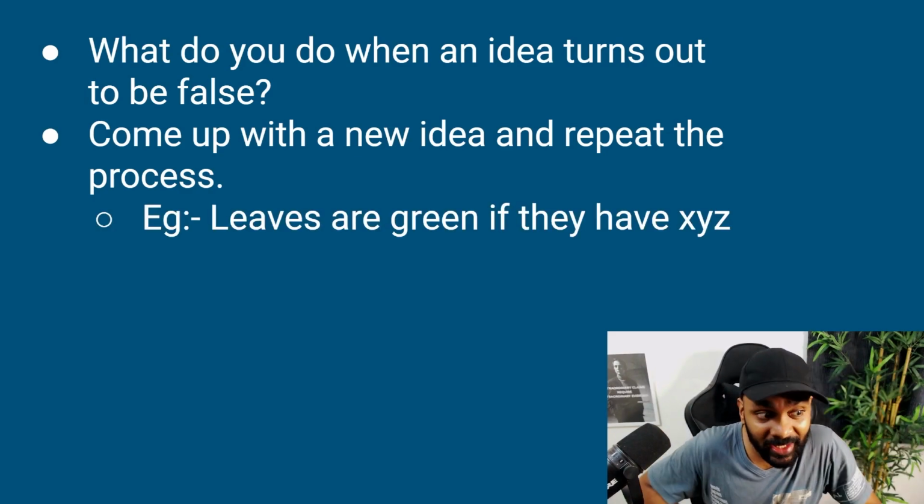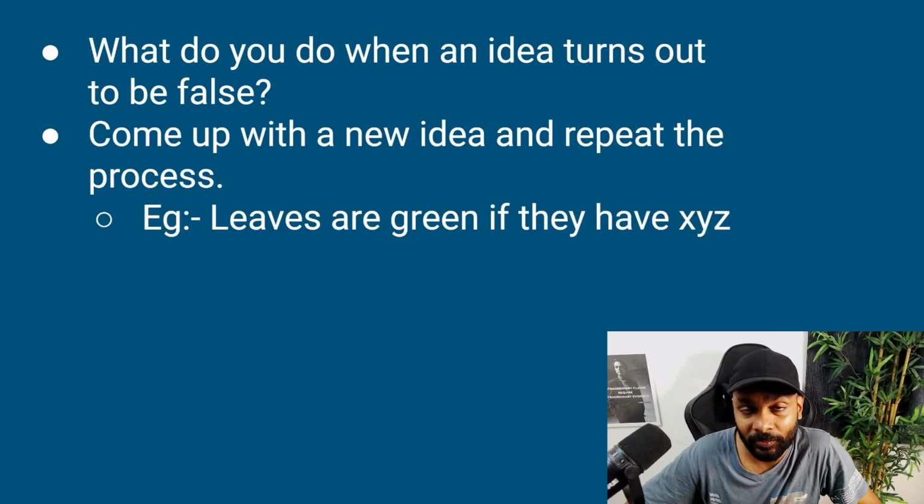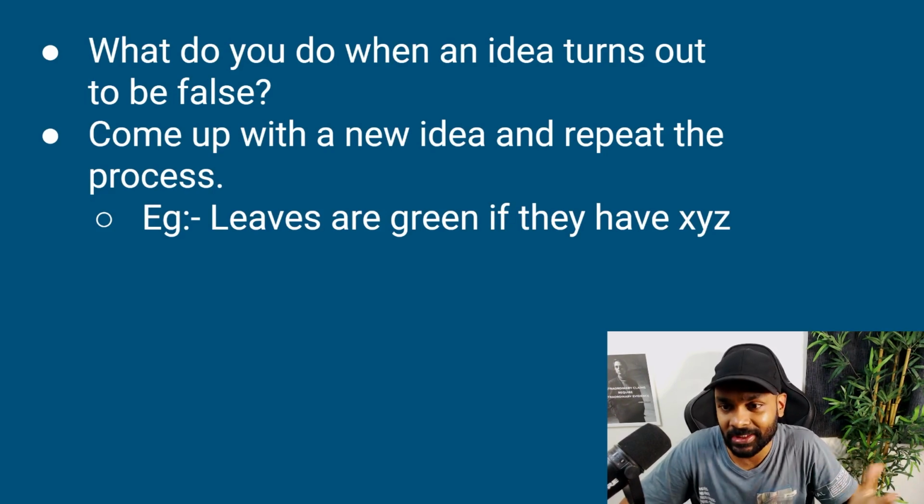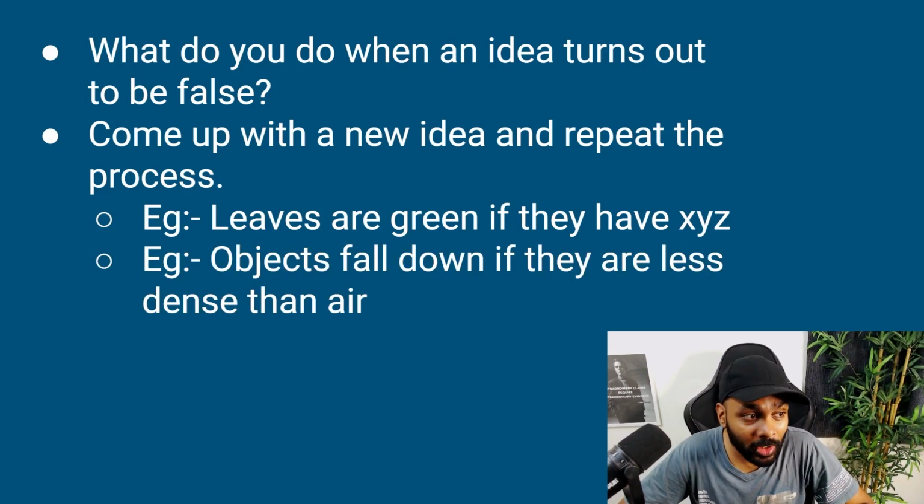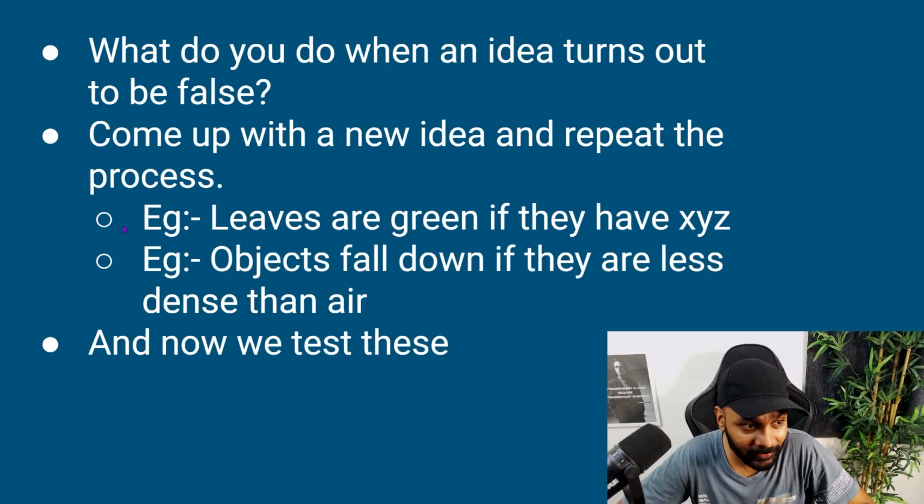Leaves are green if they have XYZ. We know today that XYZ is chlorophyll. Objects fall down if they're less dense than air. And we have to test this new modified idea.